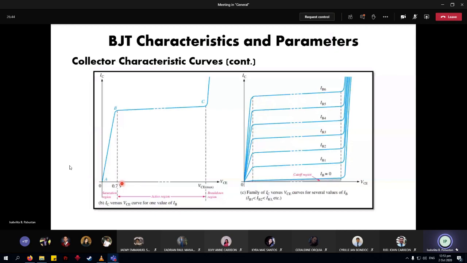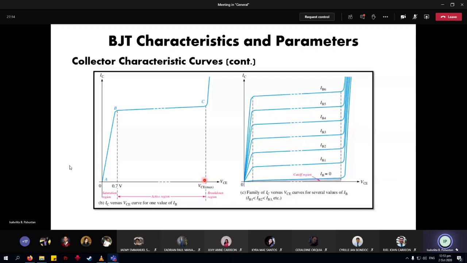1 volt, ayan. 2 volts, yan pa rin. 3 volts, yan pa rin ang IC. 4 volts, yan pa rin ang IC. Almost the same. So, wag kayong magtataka kung almost the same because that is really the characteristic of your BJT, the collector characteristic of your BJT. Of course, you will not be able to reach this because this is a large value.